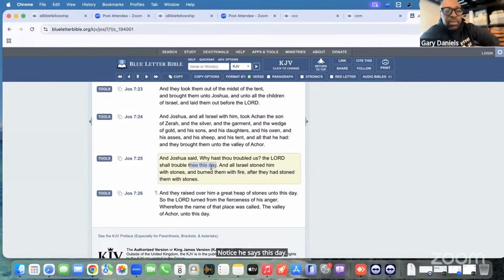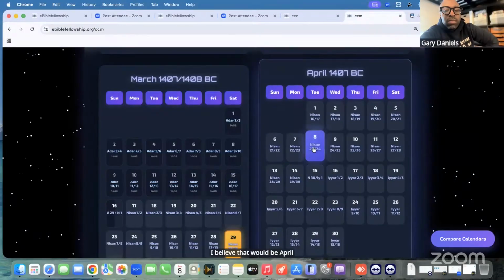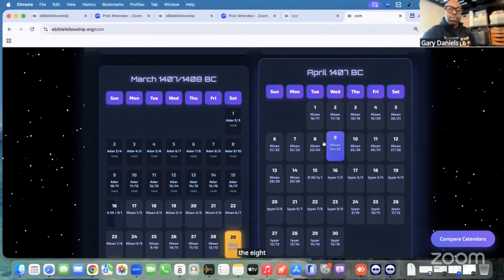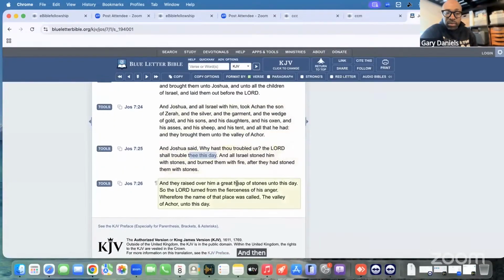So that's letting us know that I believe that would be April 8th, where this is the morrow after they find out. And so he's stoned on the eighth day. But that's kind of interesting because you have the eighth day. That's in the view. And then they raised over him a great heap of stones unto this day. So Jehovah turned from the fierceness of his anger.